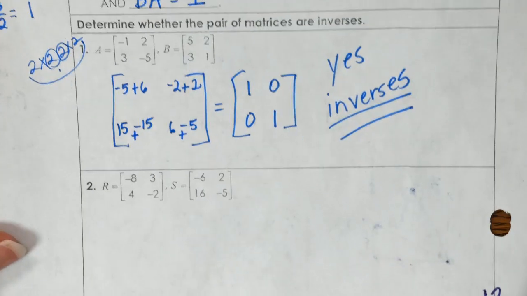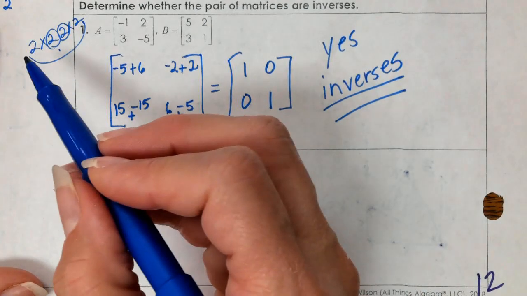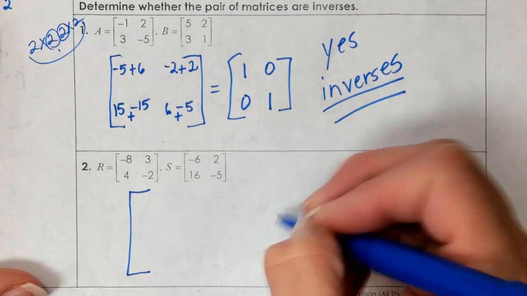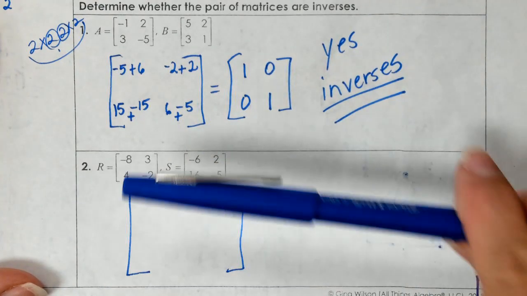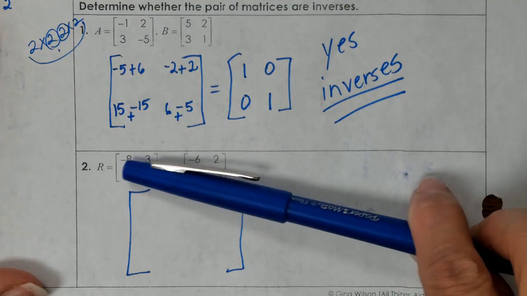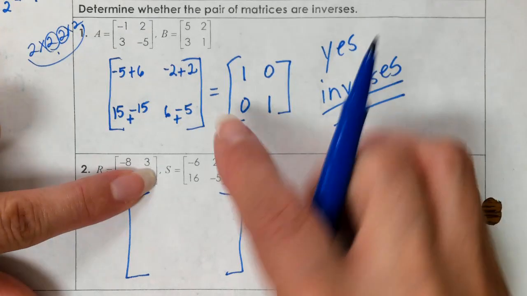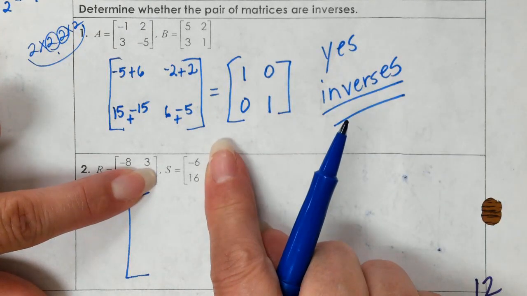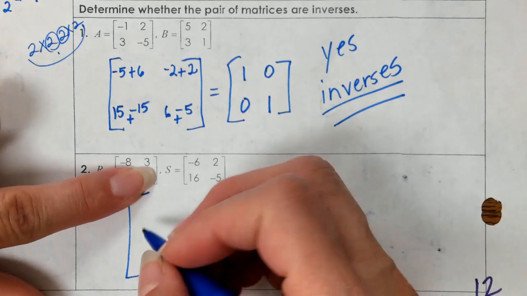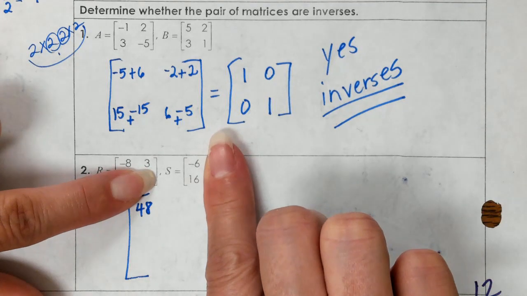Let's test problem 2. So I still have a 2 by 2 with a 2 by 2, and I know it's going to give me an answer when I multiply of a 2 by 2. Now, I know we do row by column, so be really careful. We're going to do that. Negative 8 times the negative 6. Okay. What's negative 8 times negative 6? Positive 48, isn't it? Okay. What is 3 times 16?